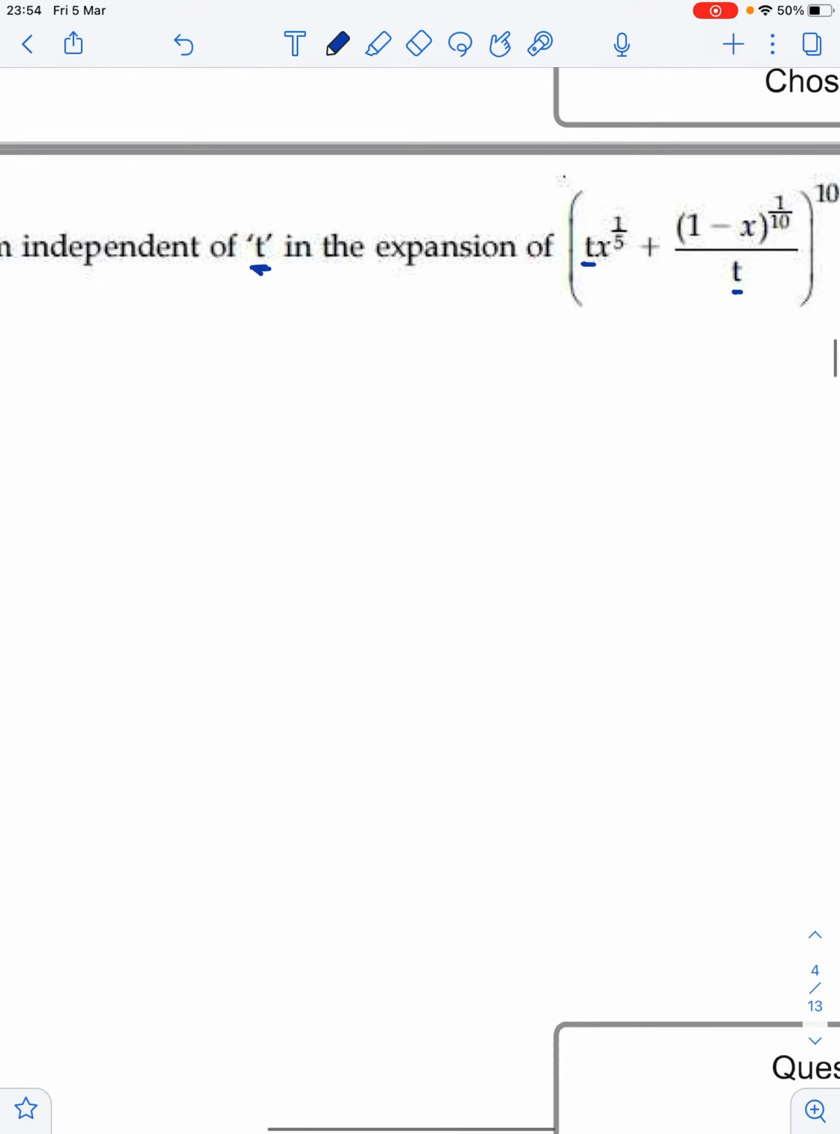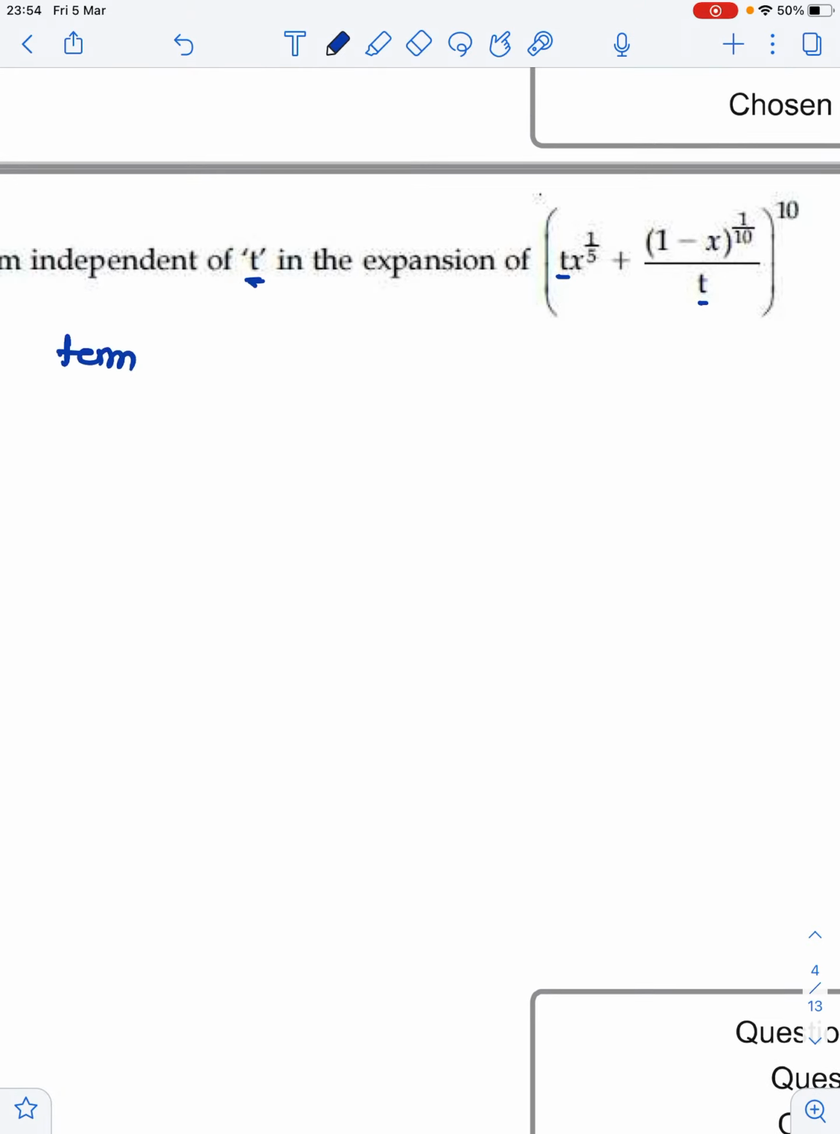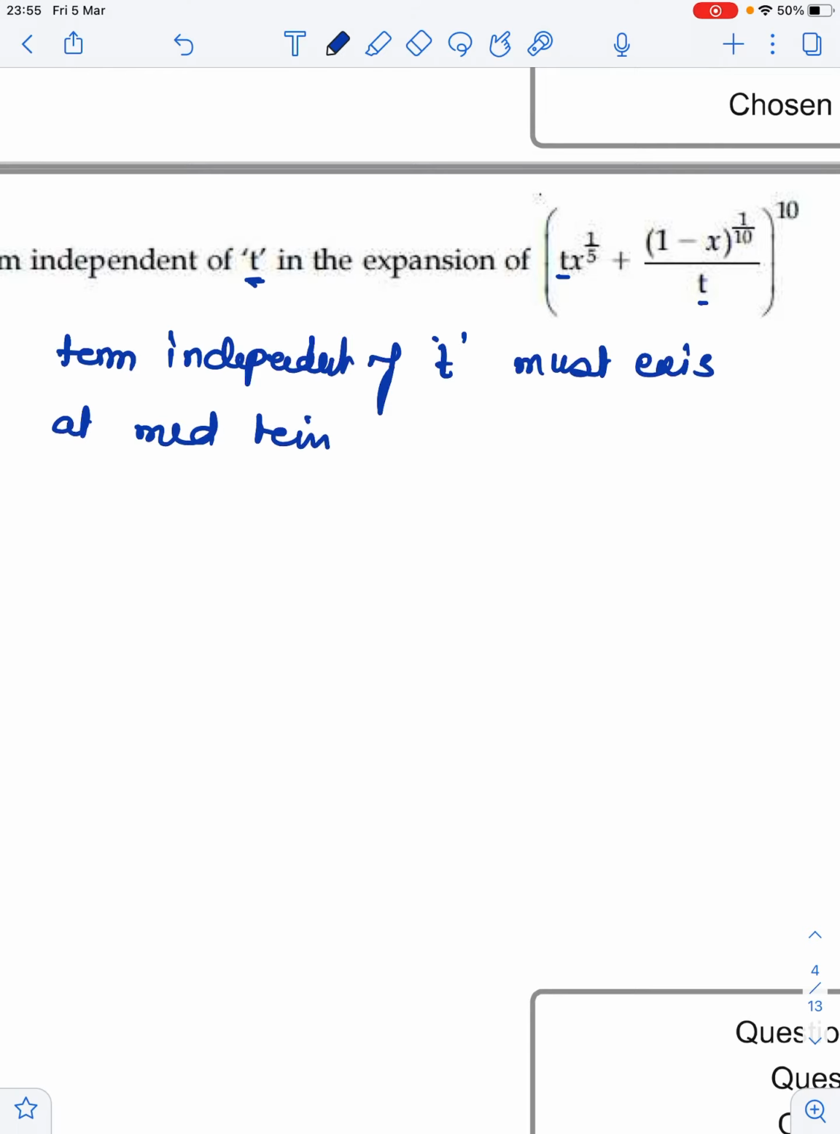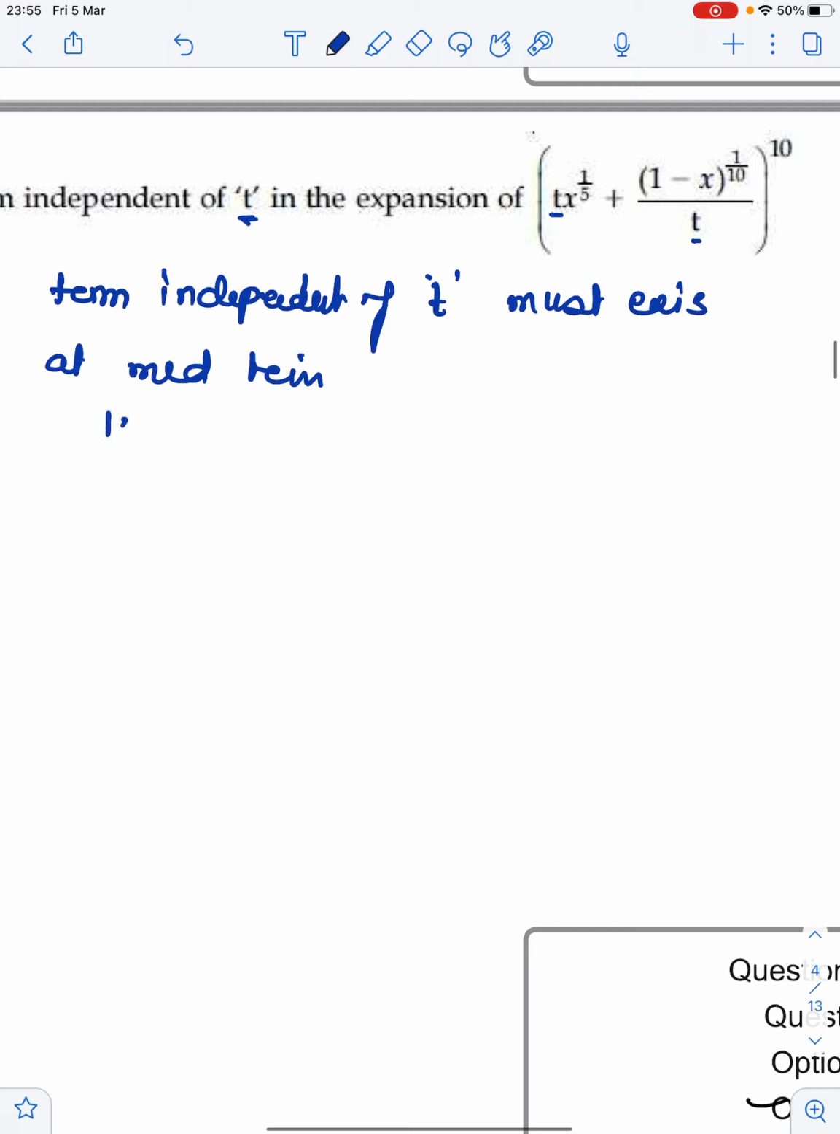So we can clearly see that the term independent of t must exist at the mid term. So the mid term is clearly 10c5 x to the power 1 by 5 to the power 5, times (1 minus x) to the power 1 by 10 with power 5. So this is the exact term which is the middle term, and this will be independent of t.